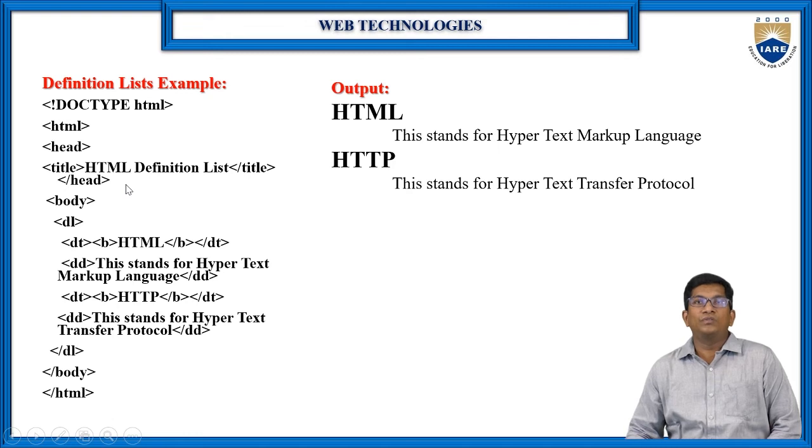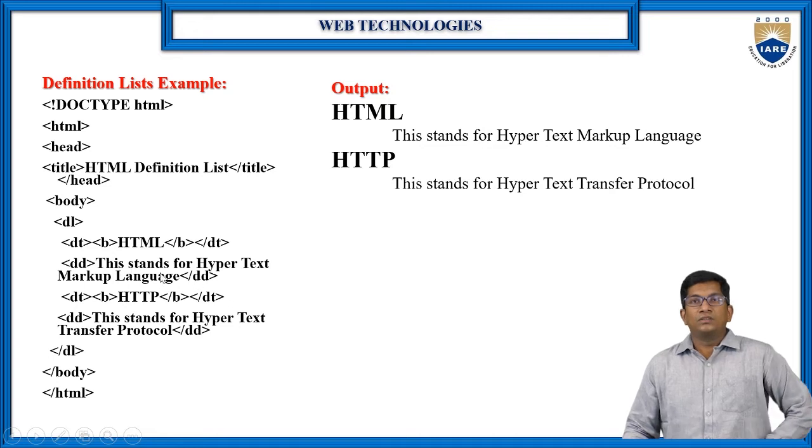So for example, a definition list. See here, the open tag is DL, and the term is written in DT and ends with /DT. In between that, you write your item, that is HTML. And the definition we write in between the DD tag. This stands for Hypertext Markup Language, and we end with /DD.